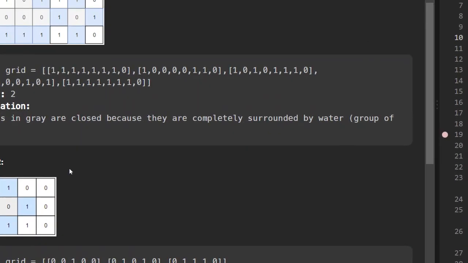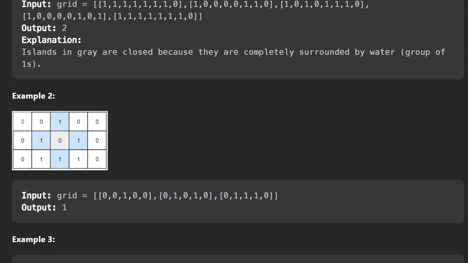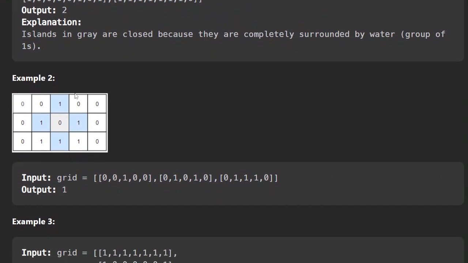Coming to example two, example one we discussed already. This is the grid given to us. Ones represent the water, zeros represent the land. We can clearly see this particular zero has water to its top, bottom, left and right. So the answer is one here.